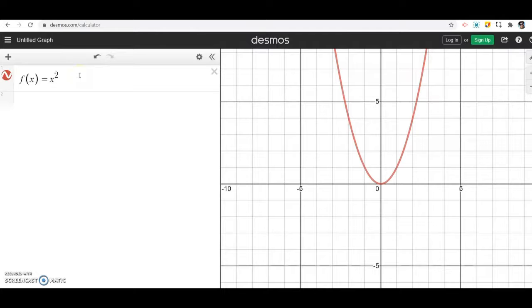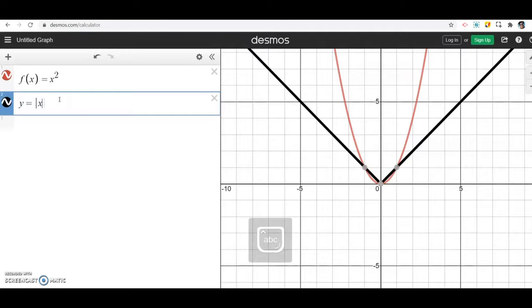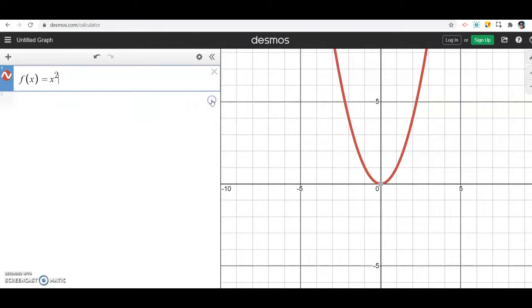Here in Desmos, I put my parent function, x squared. You could also start with the parent function, absolute value. The point is, all the shifts we're going to do will affect them all the same. Left and right for this one would affect left and right for this one. The notation would be exactly the same. Alright, so here's our graph.